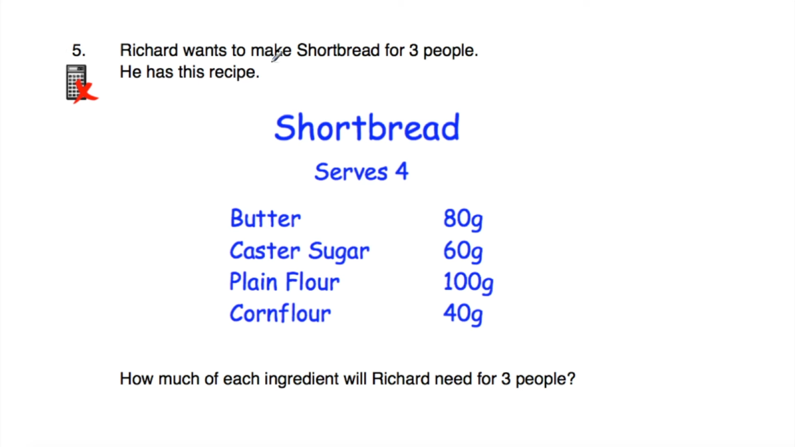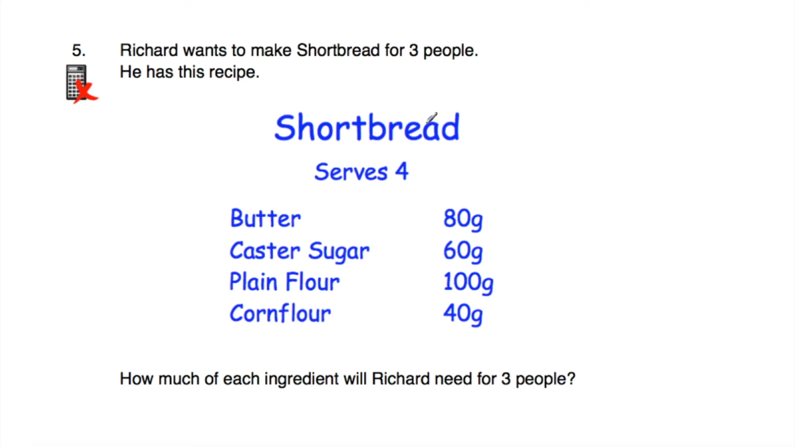So question number 5 said, Richard wants to make shortbread for 3 people, and he has this recipe. So this is a recipe of ingredients. It actually serves shortbread for 4 people. And the question says, how much of each ingredient will Richard need for 3 people? So he's got this list of ingredients. It serves 4 people, but he wants to make shortbread for 3 people.